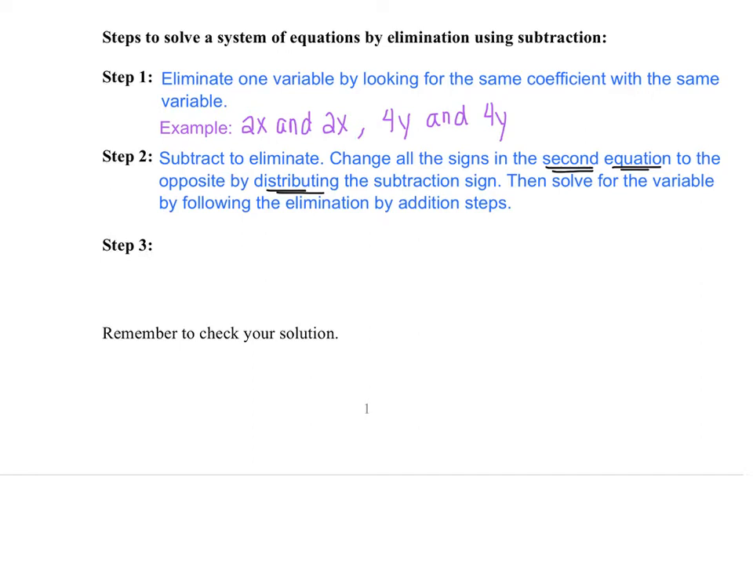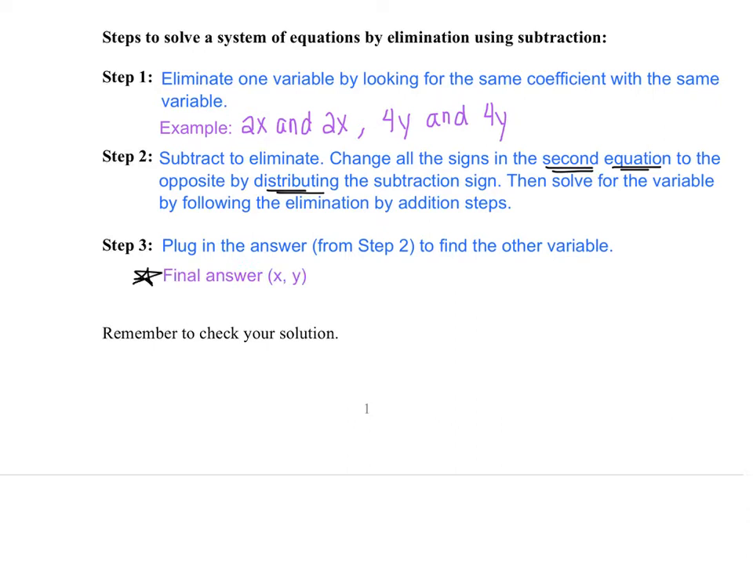And then our last step, step 3, is we're going to plug in the answer from step 2 to find the other variable. Remember that your final answer is always in an xy coordinate. And then remember to also check your solution to make sure that your answer works. So let's do an example together.